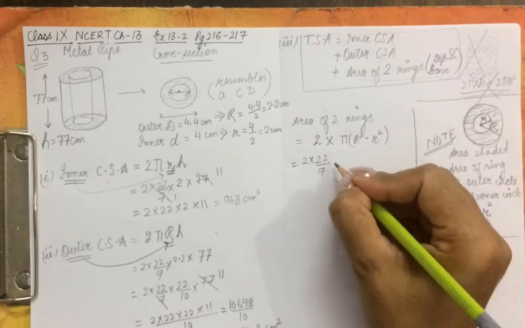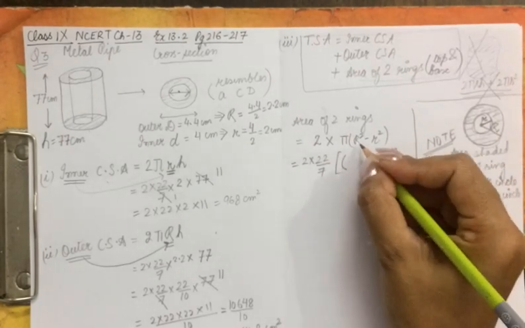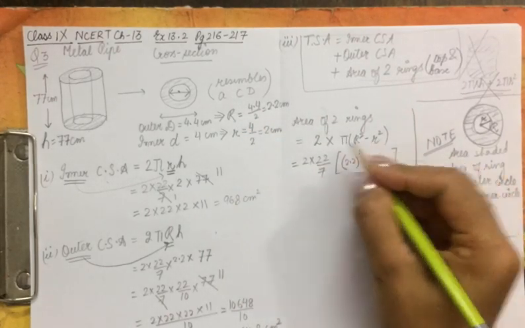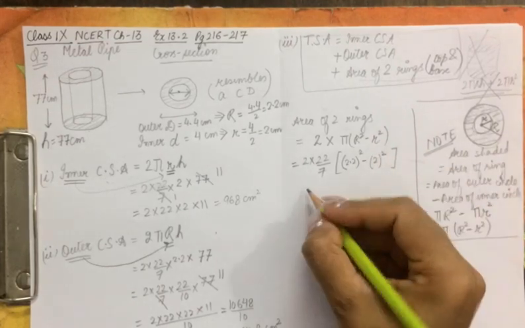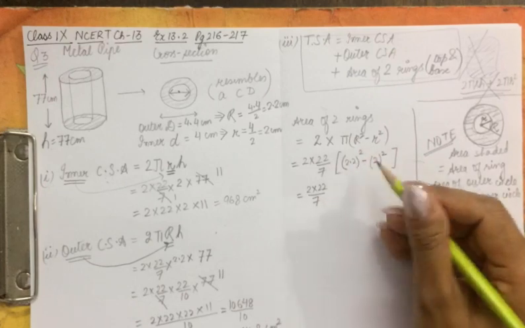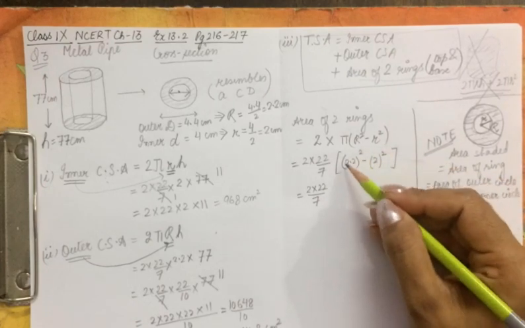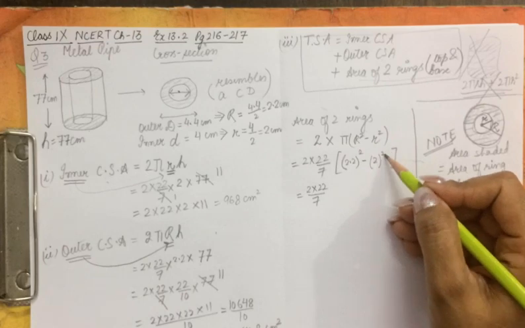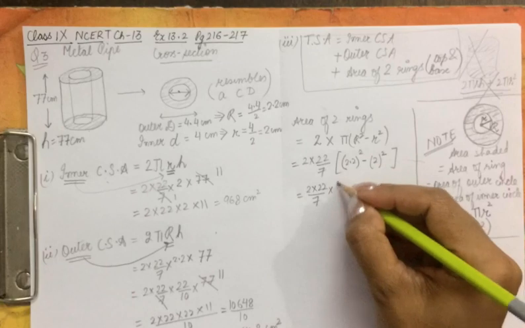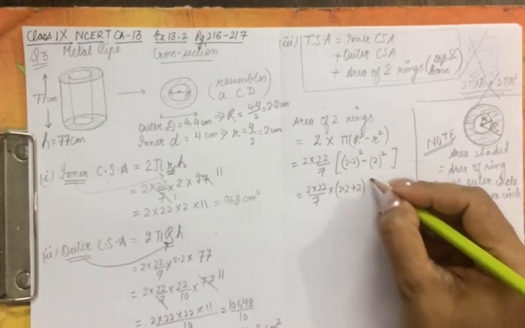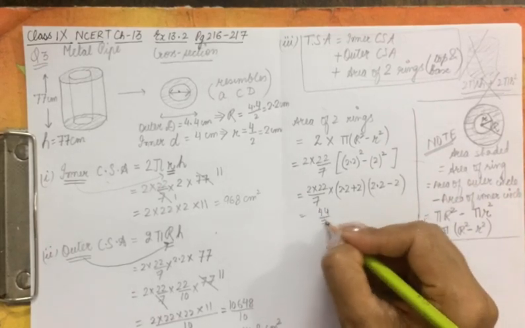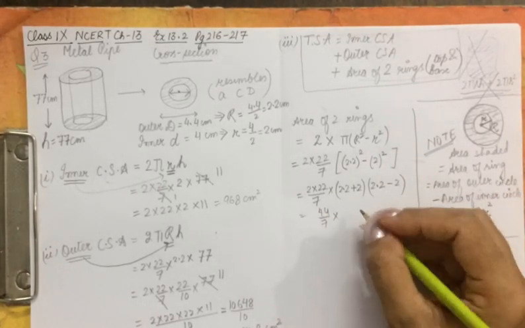Pi is 22 by 7. In the brackets, the capital R from here is 2.2. The small r is 2. Solving, I am applying the identity here. You can evaluate the squares, square of 2.2 minus the square of 2, but I'm going to apply my identity, a square minus b square, which is a plus b into a minus b. This actually simplifies my work. I don't have to go calculating these squares.